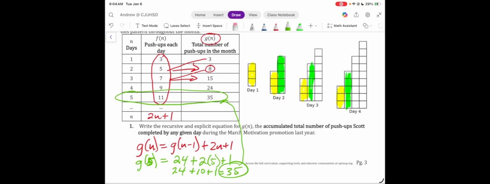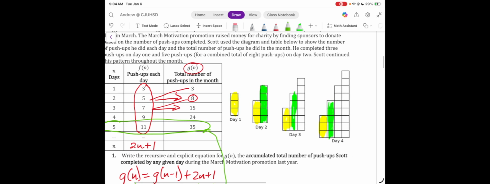It's generating for us the next total amount of push-ups. Okay, now we're going to do the explicit. And the explicit is a little bit trickier, but here's something that we can notice. If we take any of these days and we rotate it 90 degrees to the left, in fact, not 90, 180 degrees to the left, so this way, we can actually fit a copy on top of a copy.